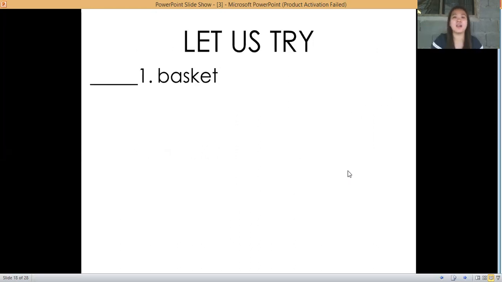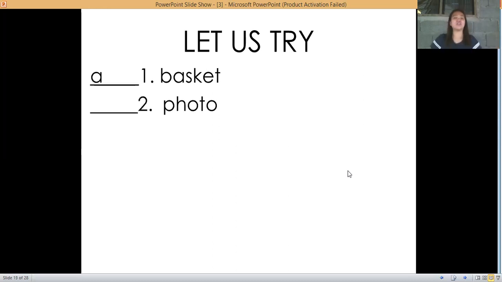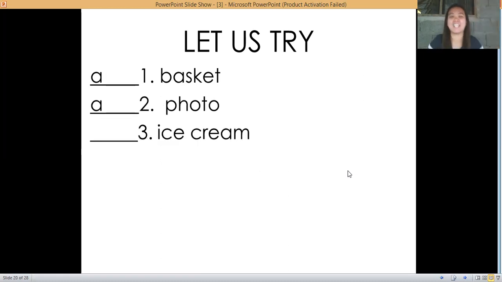So let's try. Basket. A or an? Ready? Say it. Correct. The answer is a. Number 2, photo. Photo. Is it a or an? Ready? Say it. Correct. It is a.